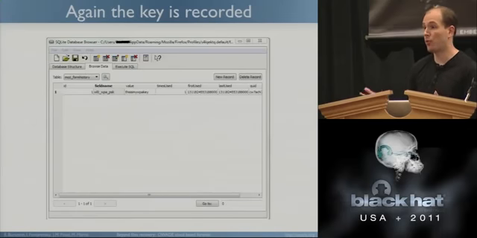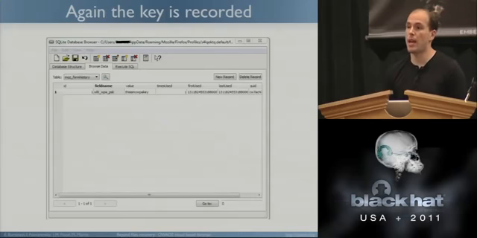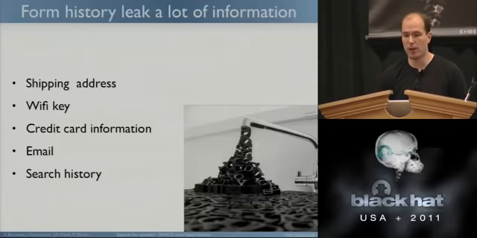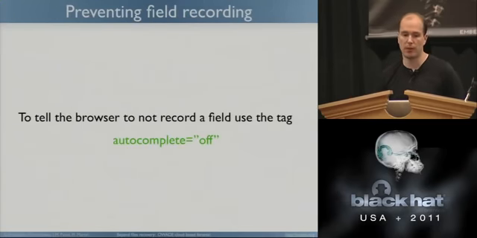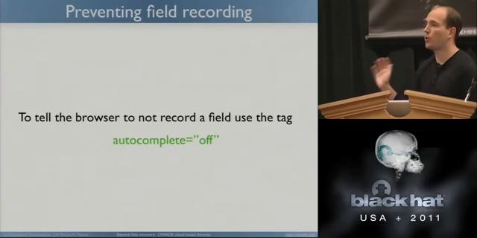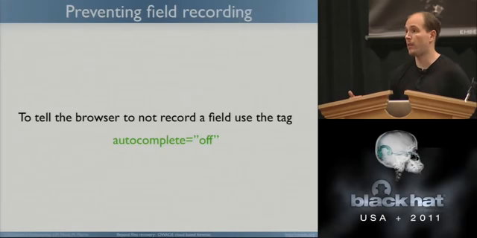So actually, form fields contain a lot of private information, and Safari knows that because they actually encrypt it as well. And I'm advocating that Firefox do the same. Form history leaks a lot of personal information, and that's a privacy problem, for me at least. Shipping address, Wi-Fi key, credit card information, and so forth. Amazon doesn't record your credit card information because they tell the browser not to autocomplete that field. And you can do it as a developer. If you have a website, you can put autocomplete equal off on the input field, and it won't be stored. So you can do it.